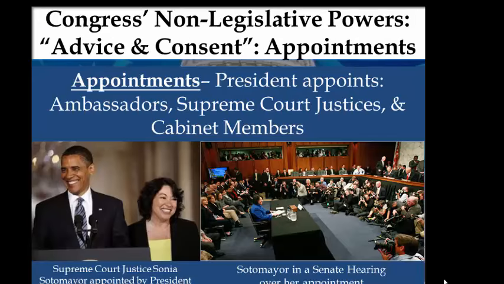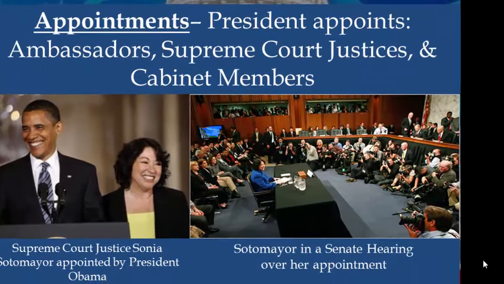Another area of advice and consent is presidential appointments. The president, who is the chief executive, appoints a lot of people to their jobs, including federal judges, cabinet members who are the chief advisors to the president, ambassadors who represent America in other countries, and head of executive agencies like the FBI and the EPA. These appointments must be confirmed by the Senate. Here we see President Obama appointing Supreme Court Justice Sonia Sotomayor, and here she is being interviewed by the Senate, who must confirm her appointment.